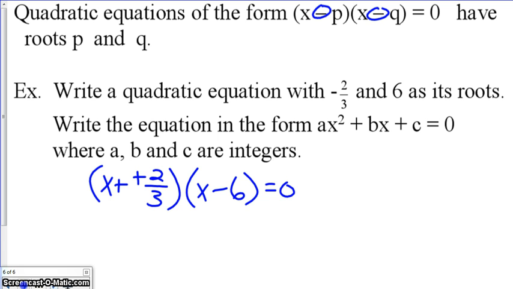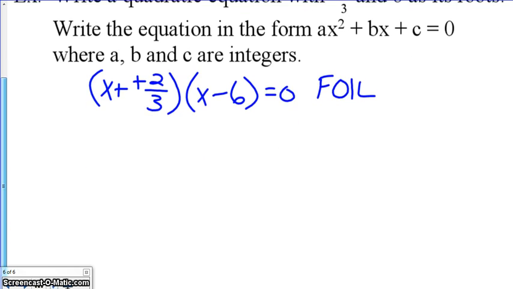this turns into plus a positive. How am I going to simplify this? I have to FOIL. Or do your sneaky squares. When we FOIL or sneaky square, we get x squared minus 6x plus 2/3 x minus 4 equals 0.